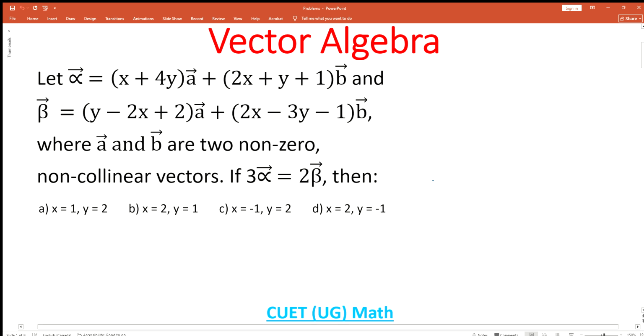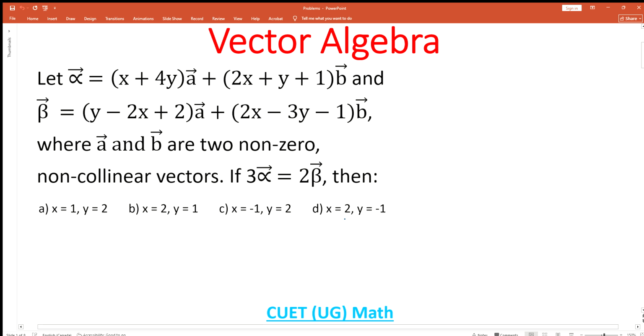In this video, we'll solve this vector algebra problem. As per the problem, let vector alpha equals (x plus 4y) times vector A plus (2x plus y plus 1) times vector B, and vector beta equals (y minus 2x plus 2) times vector A plus (2x minus 3y minus 1) times vector B, where A and B are two non-zero, non-collinear vectors. If 3 times vector alpha equals 2 times vector beta, then we are given 4 answer choices. We have to choose the correct answer choice.